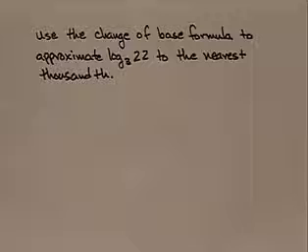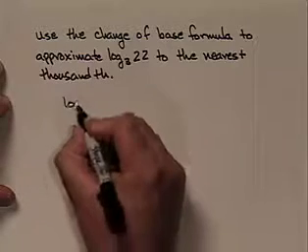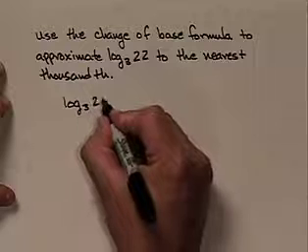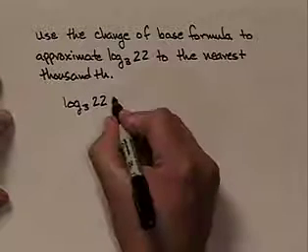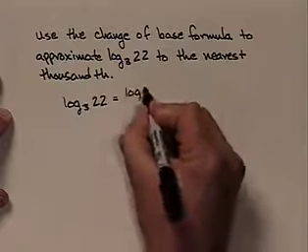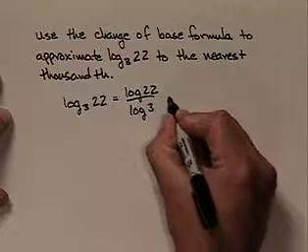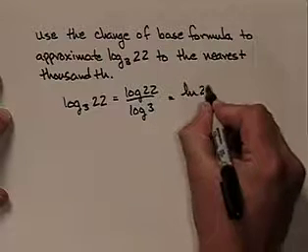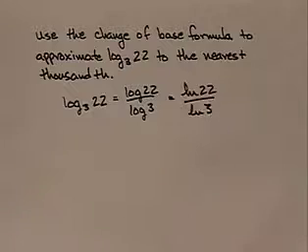Use the change of base formula to approximate log base 3 of 22 to the nearest thousandth. So the first thing we'll do is rewrite this using the change of base formula. And remember, I can use either the common log or the base e log. So this will equal the log of 22 divided by the log of 3. And it also equals the natural log of 22 divided by the natural log of 3. So let's go to our calculators and see what that gives us.